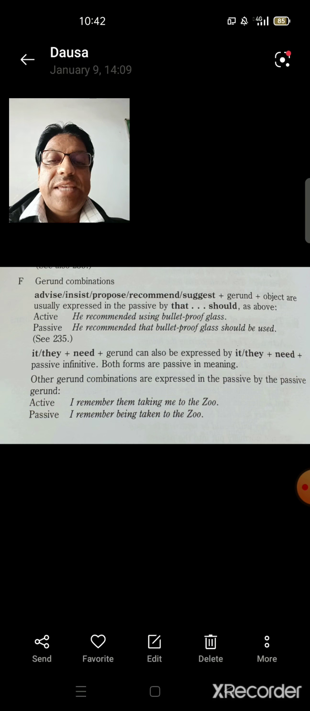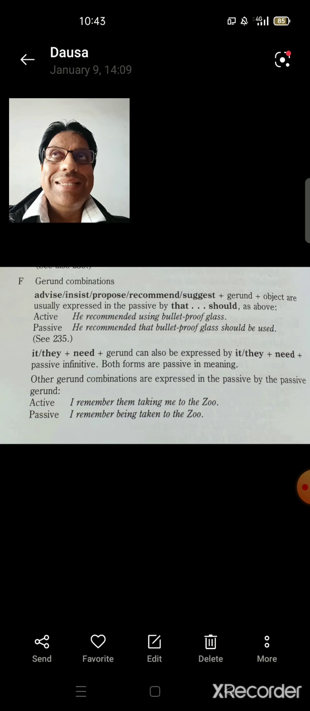One more example of the gerund. I remember them taking me to the zoo. So here again, let's identify the elements. I remember them taking me to the zoo. So what is the subject which is active in this case? The first subject is the one who remembers. But what is the active subject? The active subject is them, who actually took him to the zoo. So we are not concerned with I remember. It's not in the frame of passivization.